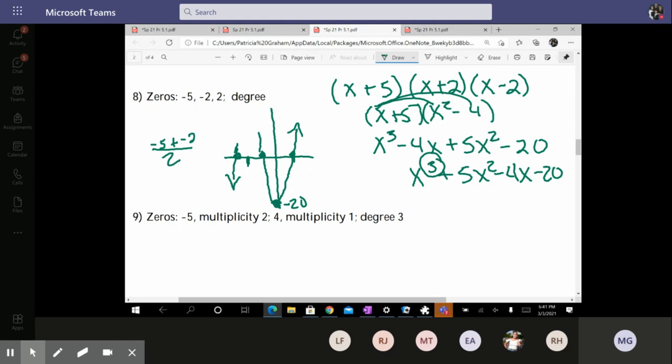All right, because I can't do this math on my own, I need negative 3.5 to the third power plus 5 times negative 3.5 to the second power minus 4 times negative 3.5 minus 20. Does everybody understand where I got that 3.5 from?